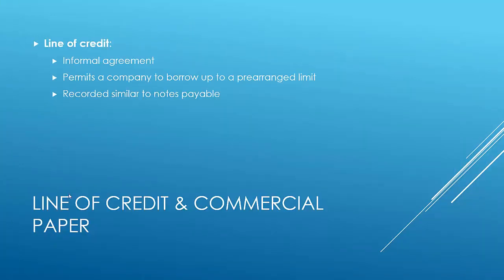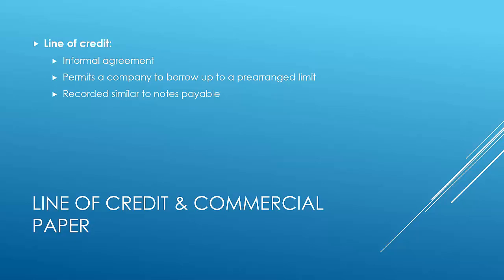So a line of credit is an informal agreement with the bank, similar to a home equity line of credit, if you've ever had that kind of thing. It's an agreement that you can have a certain amount of money that's available to you at any time. It's a prearranged limit. You don't have to go through the whole loan procedure in order to get this money.